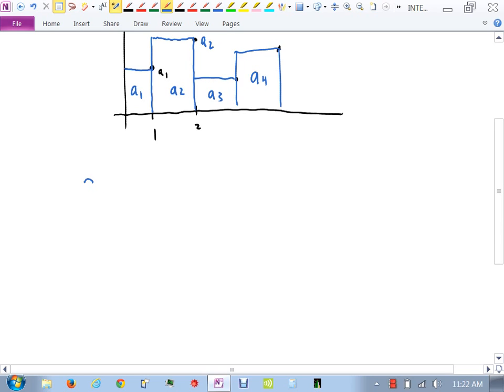So here's the integral test. Suppose that a sub n is positive, decreasing. I should say positive and decreasing on, and let's just say, that's good. Just positive and decreasing. So what does that mean?